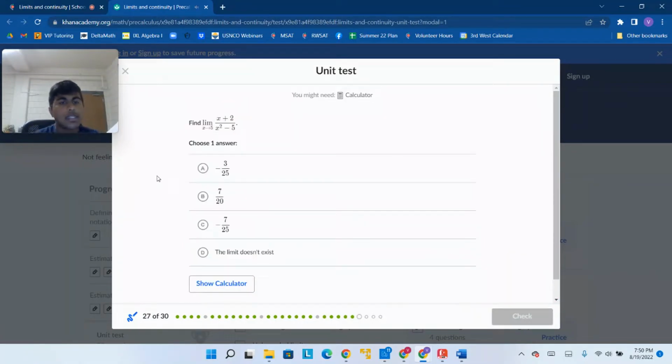Find the limit as x approaches 5 of x plus 2 over x squared minus 5. You plug in the numbers. You get 7 in the numerator, you get 20 in the denominator. So 7 over 20. That's your answer. Let's keep going.